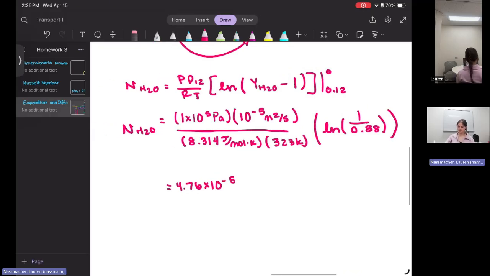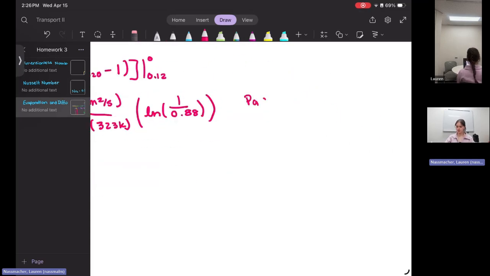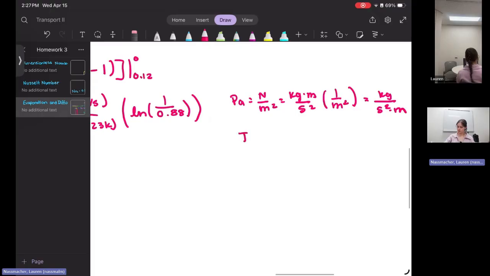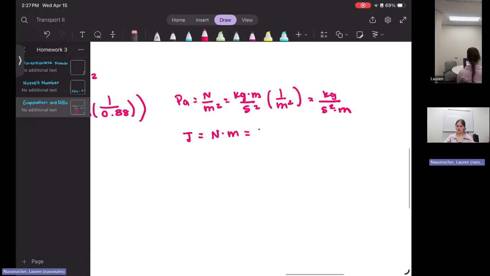But what are the units? It's not very clear right now, right? You don't see what cancels out what. Take our pascals, which we know is newtons per meter squared. And newtons is equal to kilograms meters per second squared times our 1 over meters squared. That's going to get kilograms over second squared meters. Our joules, what are joules? Joules are newtons times meters. And again, our newtons are kilograms meters over second squared times meters. So kilograms meters squared over seconds.